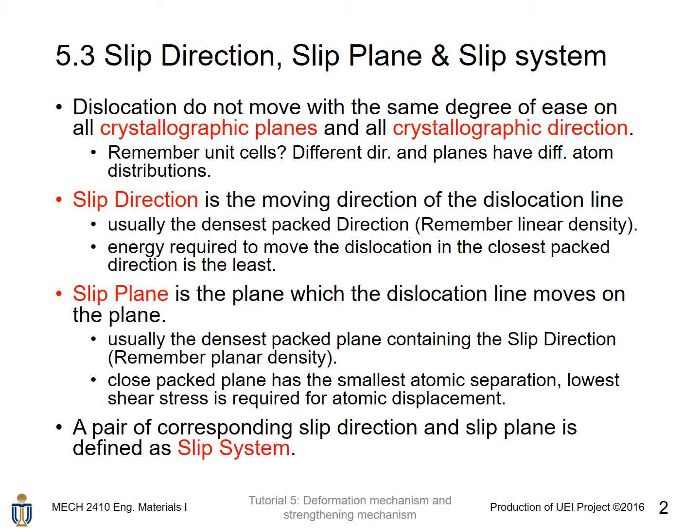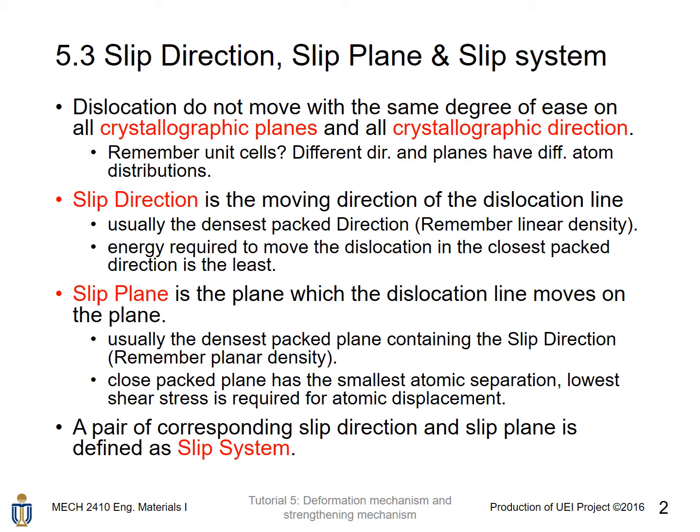Dislocations, as you may guess, do not move with the same degree of ease on all crystallographic planes and all crystallographic directions. And if you still remember unit cells, different directions and different planes will have different atom distributions.